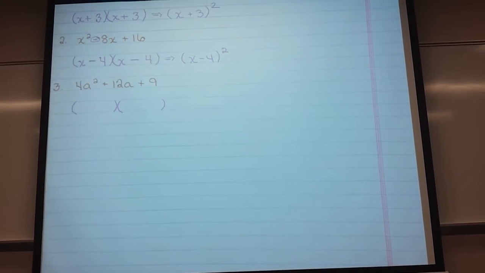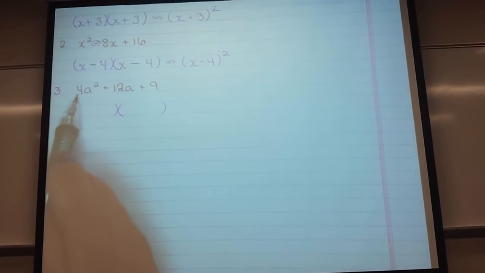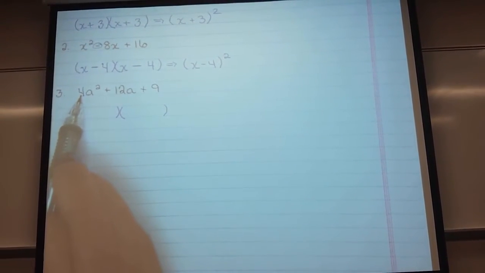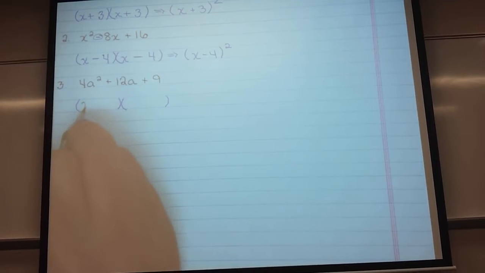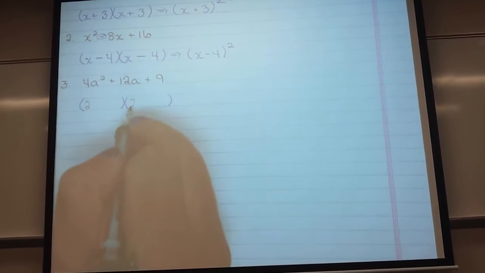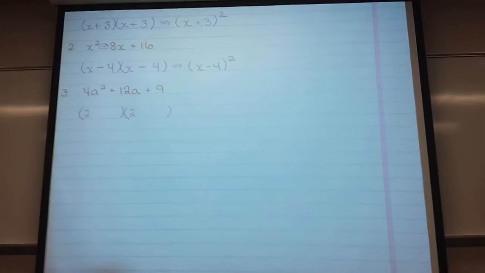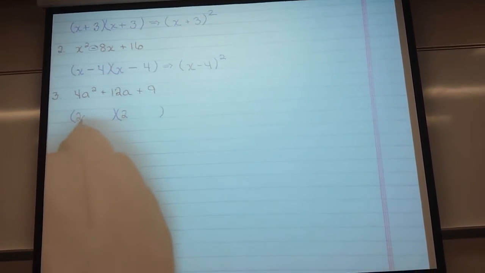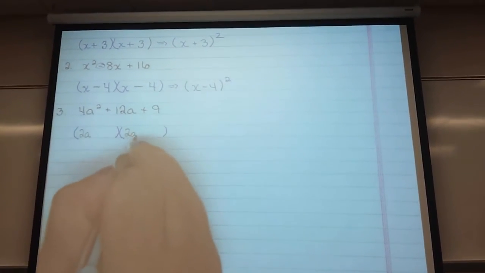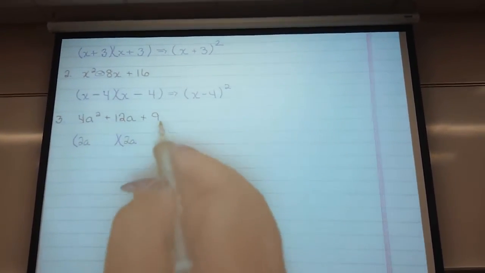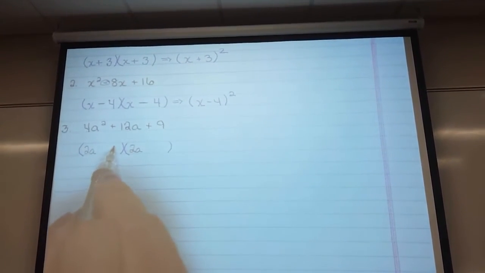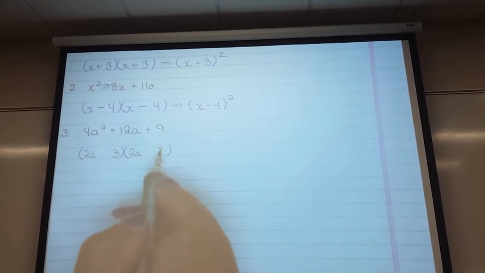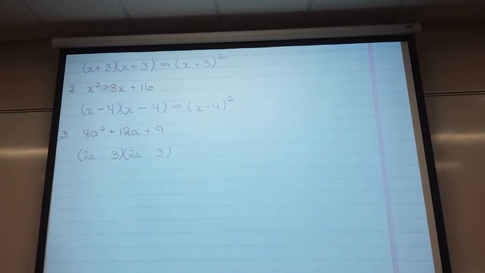Use pencil. What numbers multiply to give you 4? 2 times 2 or 4 times 1. I'm going to go with 2 times 2 because they're closer together. And what letter are we dealing with? A. Okay. Then we've got 9. What numbers multiply to give you 9? 3 times 3. Put those in. And then we need to check it.